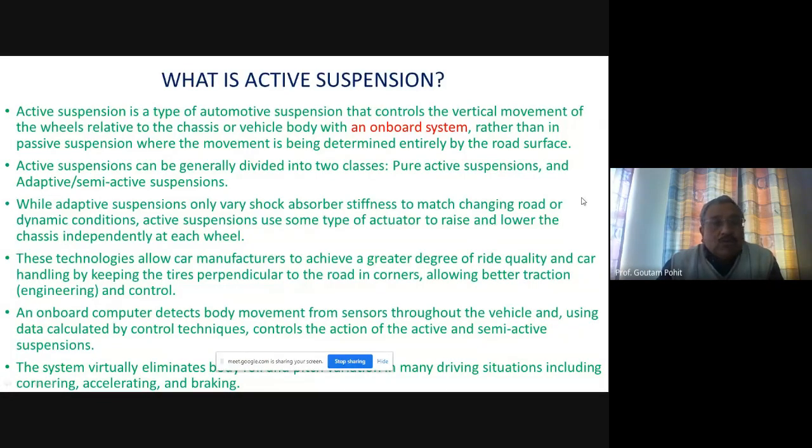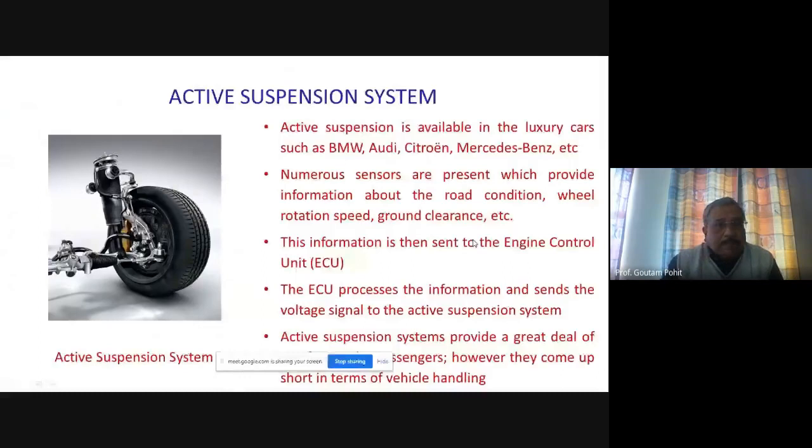Whatever road deflection is there, accordingly, the shock absorber will move. Now, active suspension can be generally divided into two classes: pure active suspension system and adaptive or semi-active suspension system. Today's topic is mainly on this one. But before that, what is an active suspension system? We should have some idea where it differs from a semi-active suspension system.